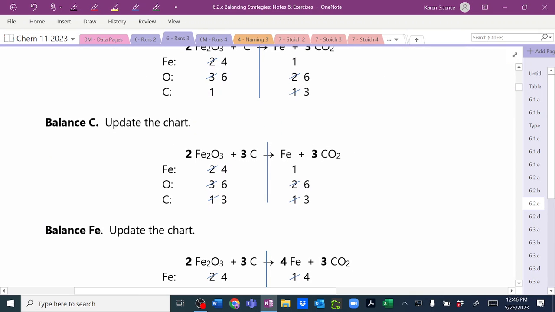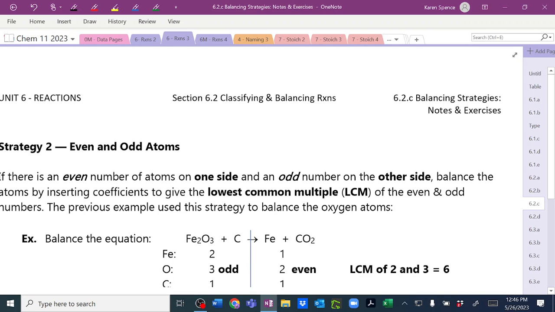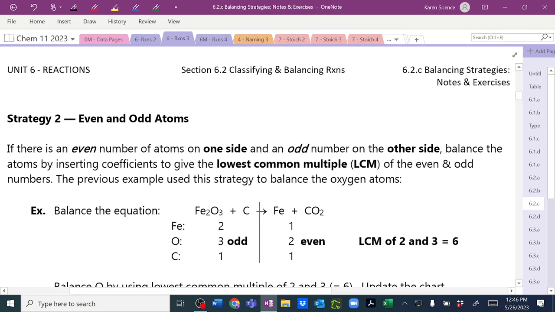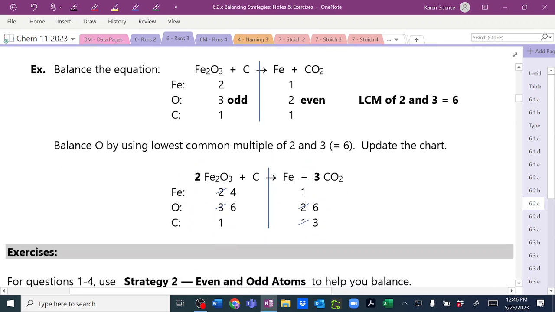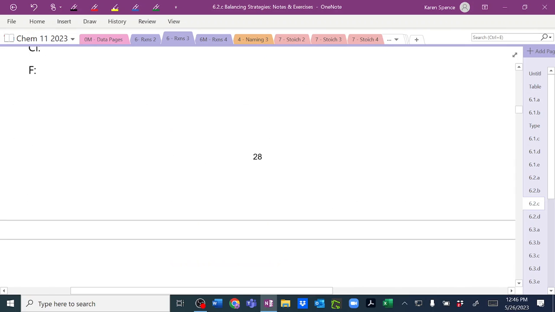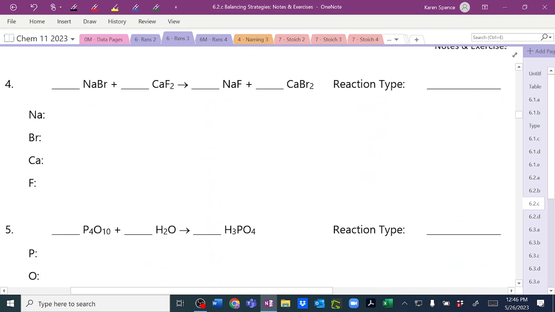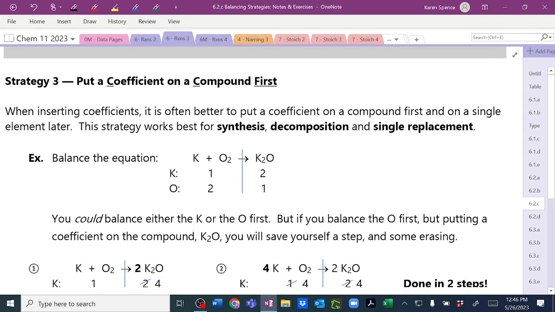Now, all these notes in here are in case you were away or something, so you could follow through if you were just reading it on your own. We're just going to go through all the strategies. Strategy number 2, even and odd. So that's like the 2 and 3. We just did that where we had the odd and even with the oxygen, so we're not going to go through that. So we're going to keep skipping down to page 29. Strategy 3.